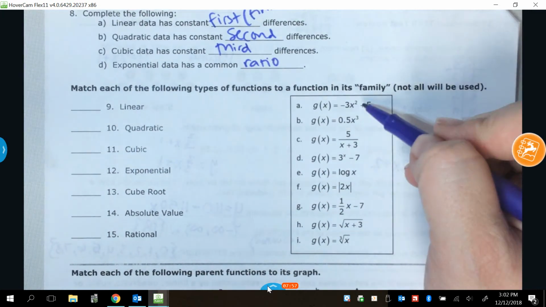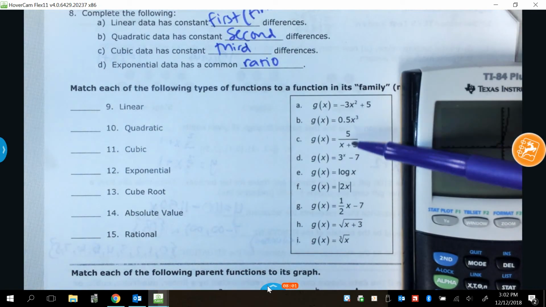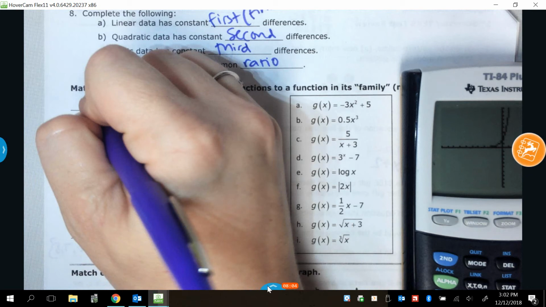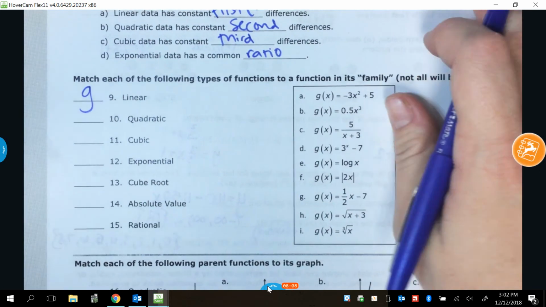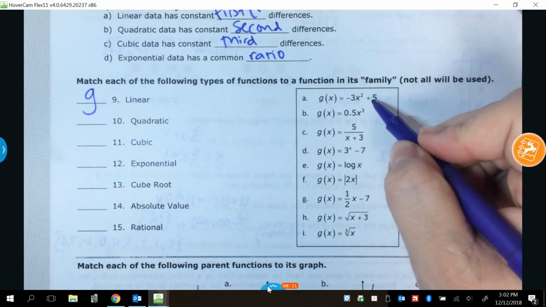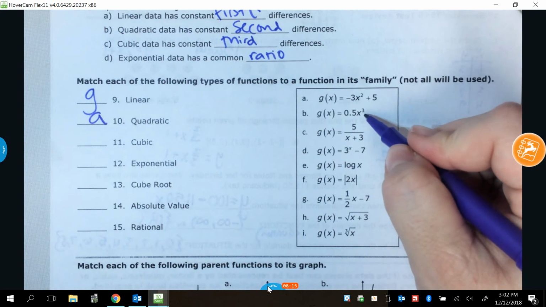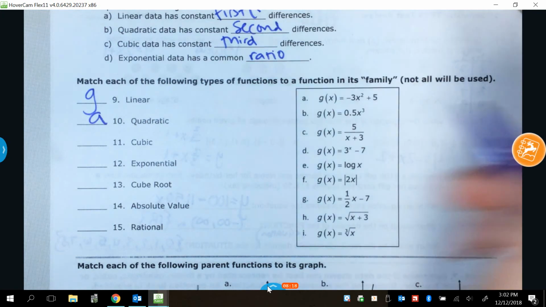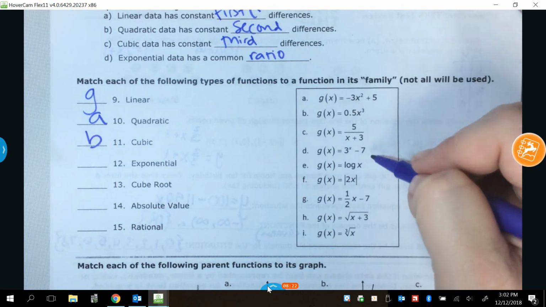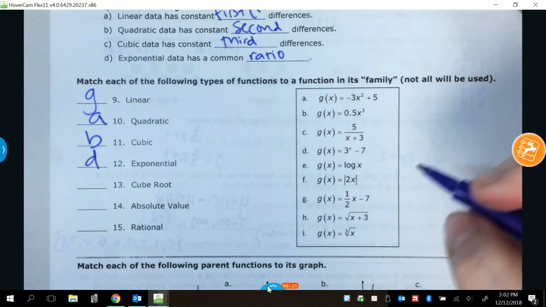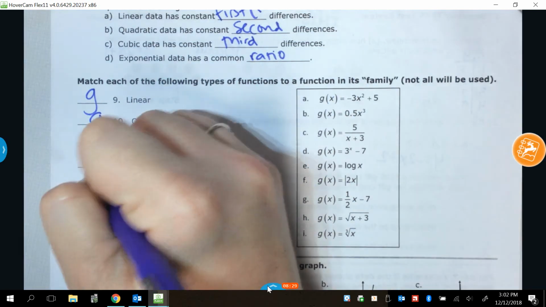Linear is a straight line. Okay, you could type these in your calculator, so I think it's this one. And you could type these in your calculator to look, but I'm just going to talk about parts of an equation. So quadratic means something squared. A has something squared. Cubic has something to the third power. This is the only one that has something to the third power. Exponential has x as an exponent. Okay, so that's D. Cube root is cube and a root symbol, so that's I.